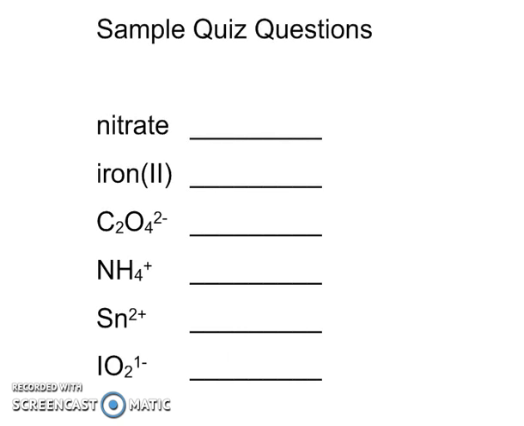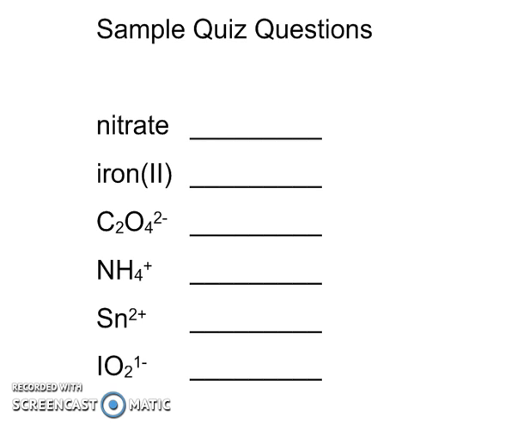A sample quiz would look like this. Most of your quizzes are going to be in this format. I'm going to give you the name and you write the formula, or I'm going to give you the formula and you write the name. So we have nitrate, iron Roman numeral 2, C2O4 2-, NH4 plus, Sn2 plus, and IO2 1-. If you want to pause the video and see if you can do them, go ahead.